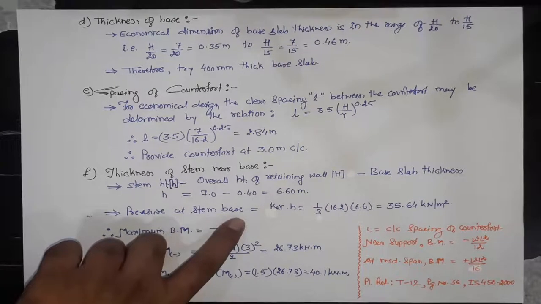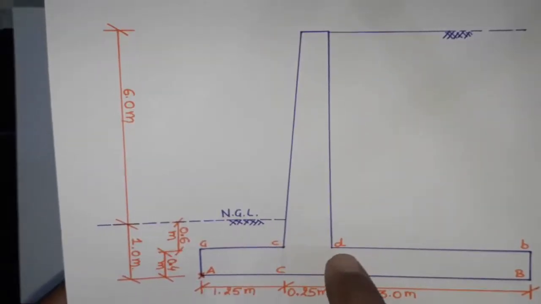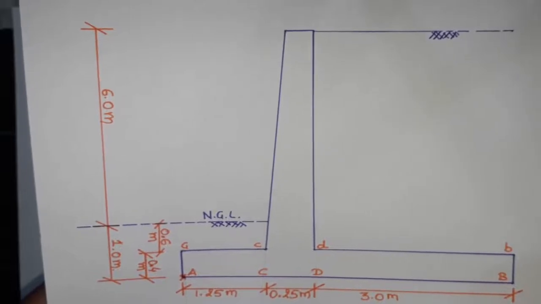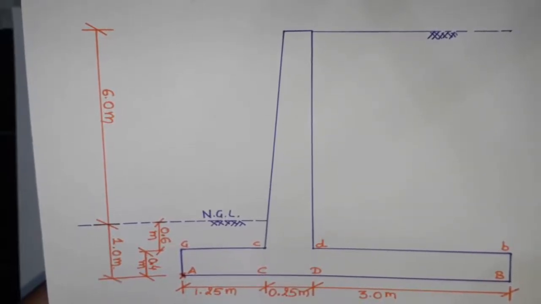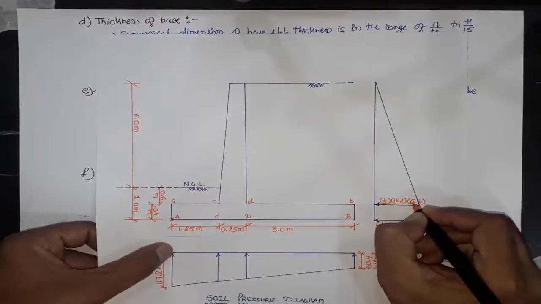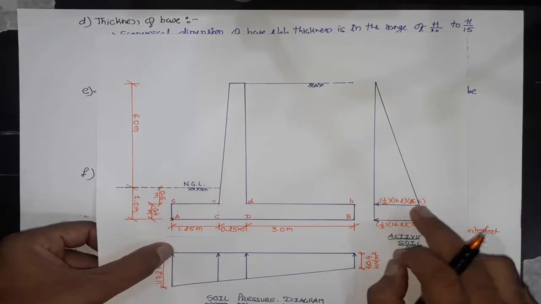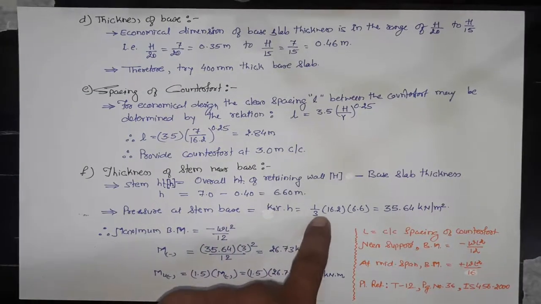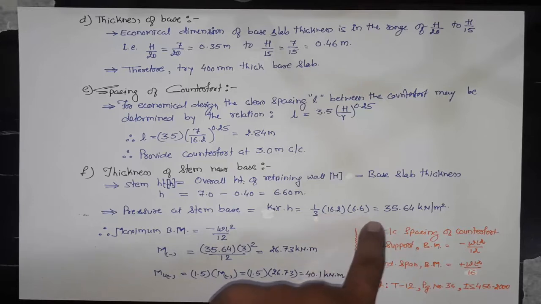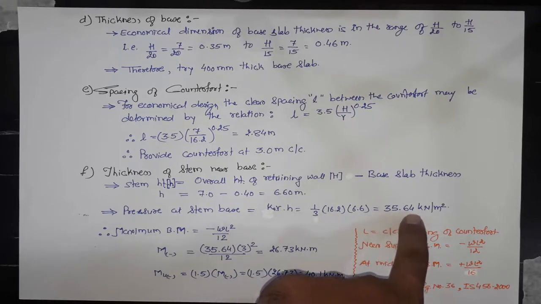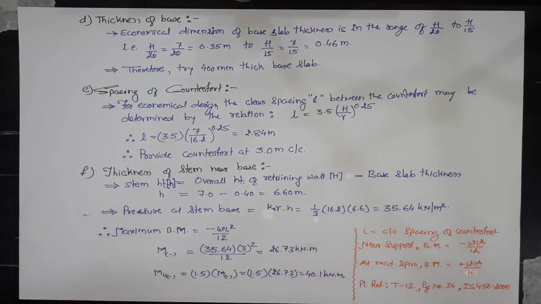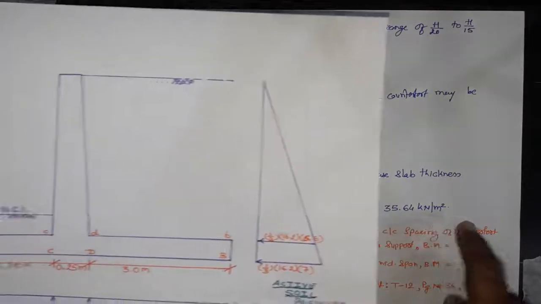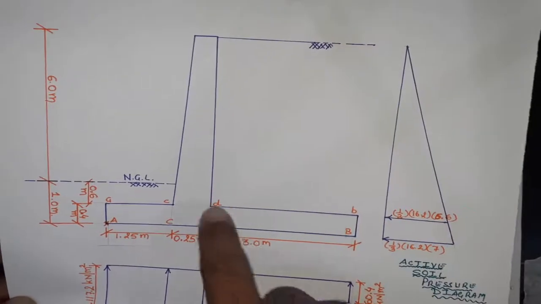Pressure at stem base. Pressure at CD point is equal to Ka gamma h. Ka is 1/3, gamma is 16.2 and h is 6.6. Sorry, I have written it 5.6. It's 6.6. This is the height of stem slab. Therefore, pressure at stem slab will be 1/3 gamma h. That comes out to be 35.64 kilonewton per meter square. This 35.64 kilonewton per meter square is the pressure intensity at CD point.